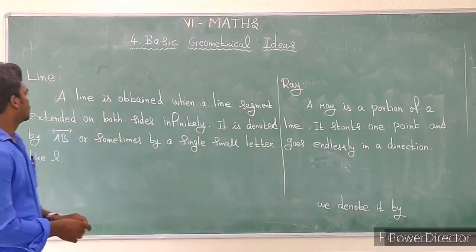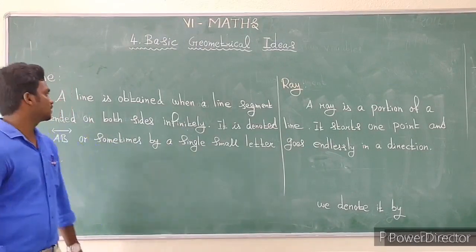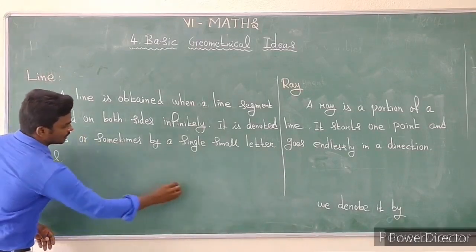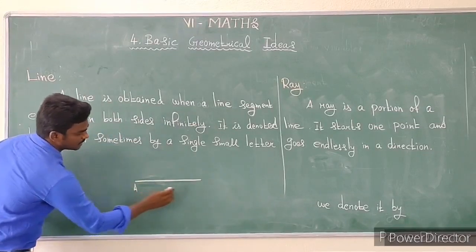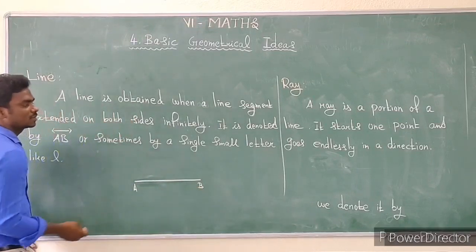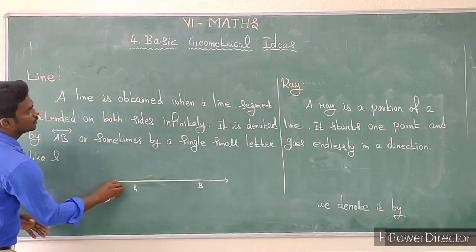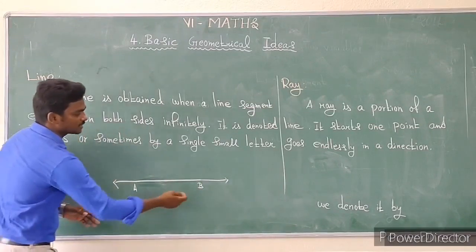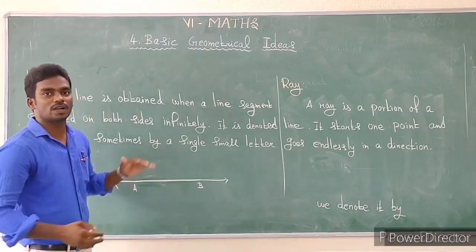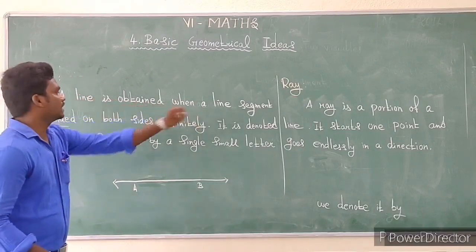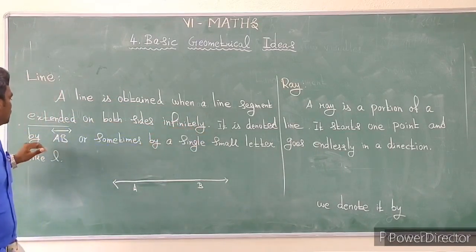Next one is line. You know that a line segment is the shortest distance between two points. What is a line? We can choose this line segment AB. We know this is a line segment AB, and this line segment is extended in both directions. A line segment extended on both sides infinitely is called a line. A line is obtained when a line segment is extended on both sides infinitely.